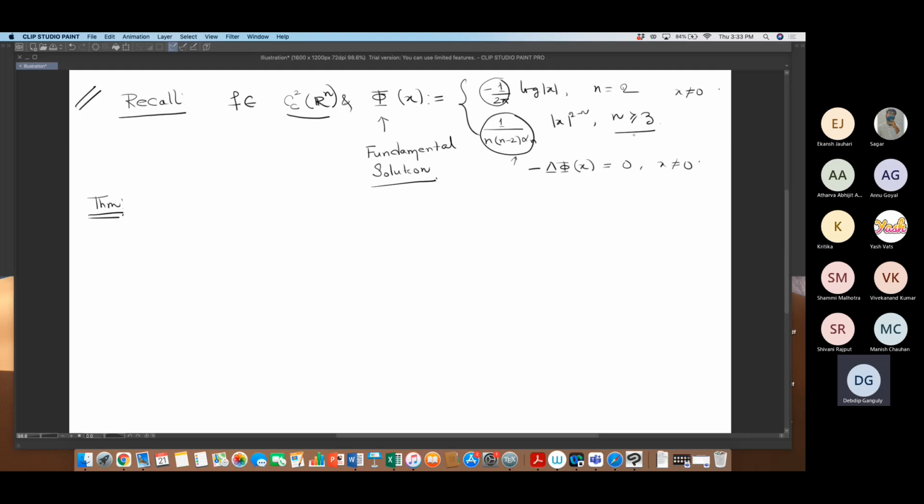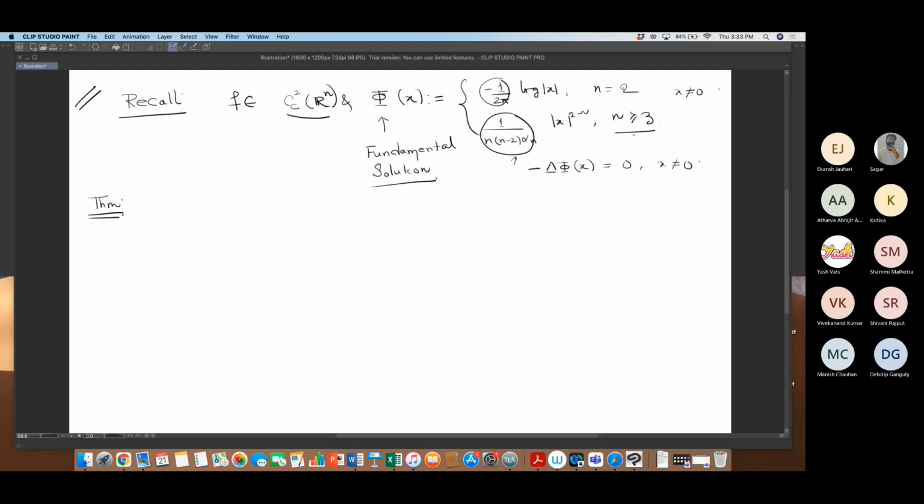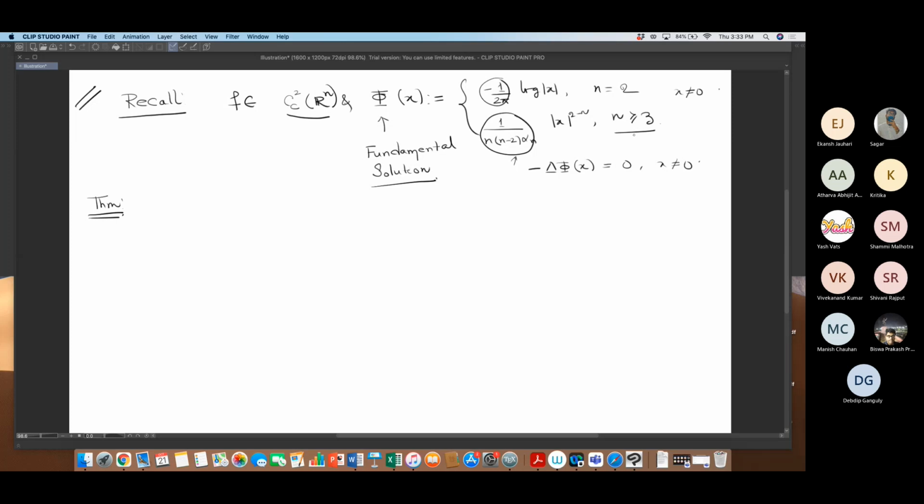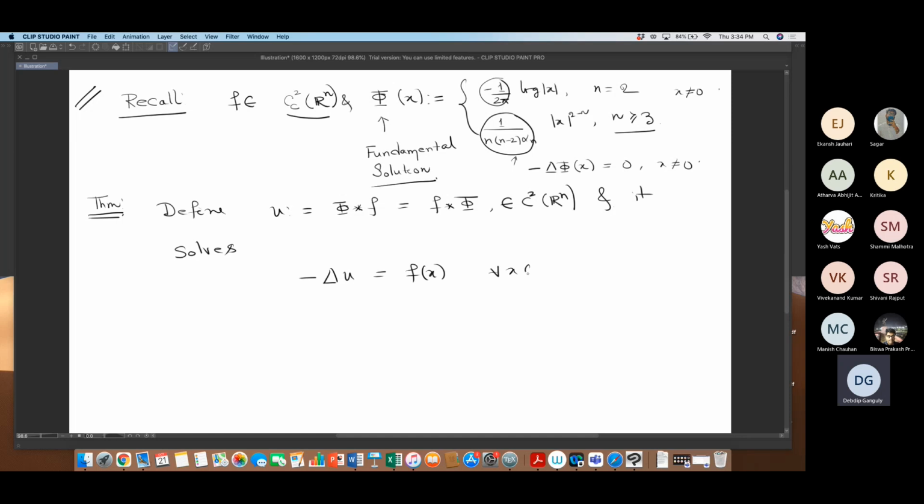Given f to be a given function, can anyone recall what we have done? We have proved that f convolution with this phi defines a solution. First of all, you define a function u as phi convolution f, which is the same as f convolution with phi. Then this function u is in C2 of R^n, and it solves minus Laplacian of u equal to f(x) for all x in R^n.